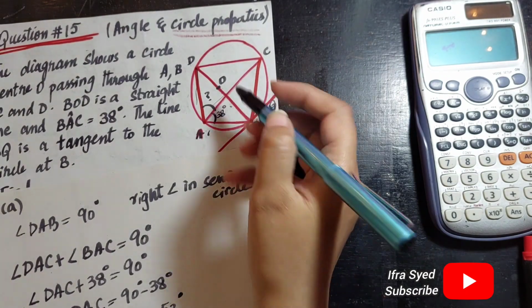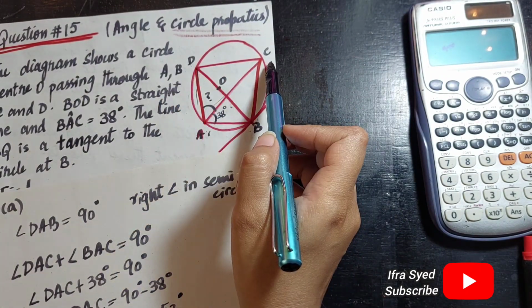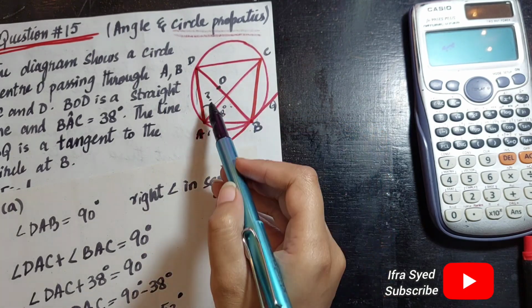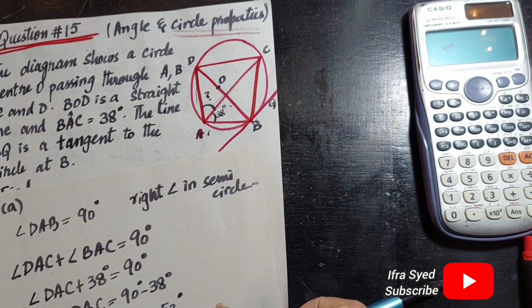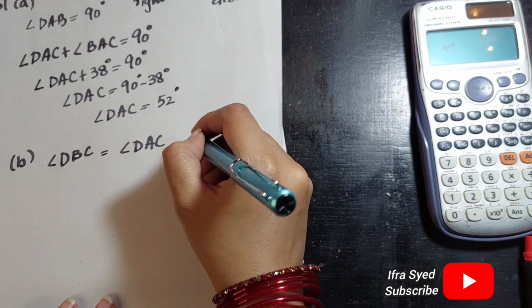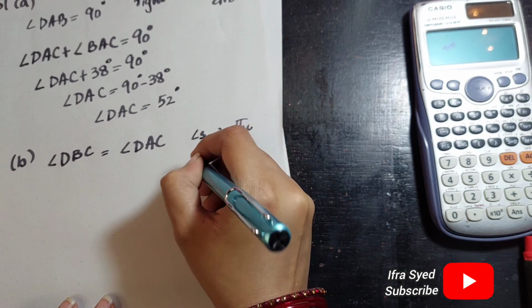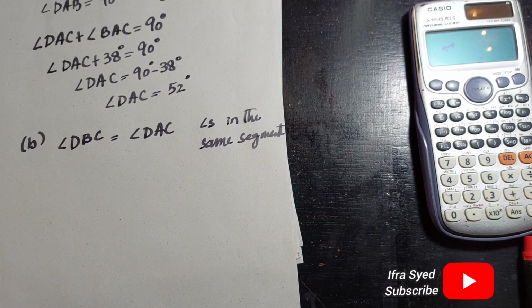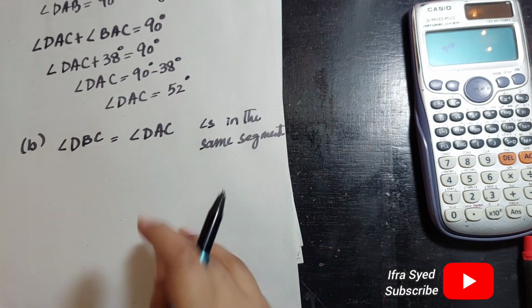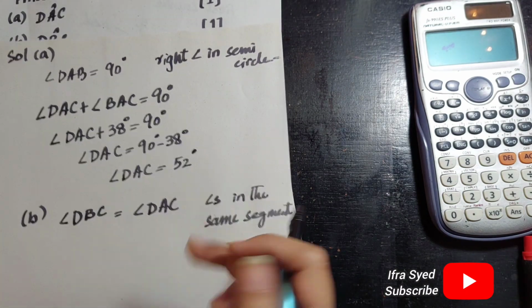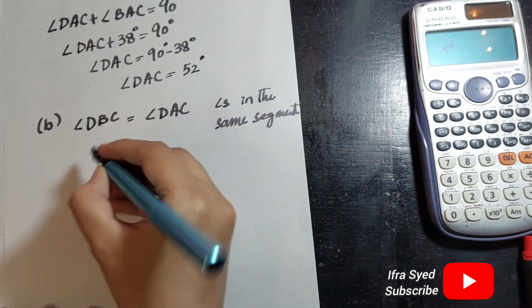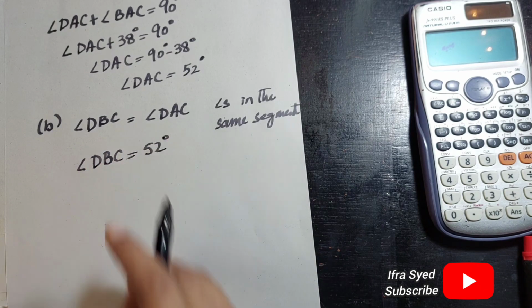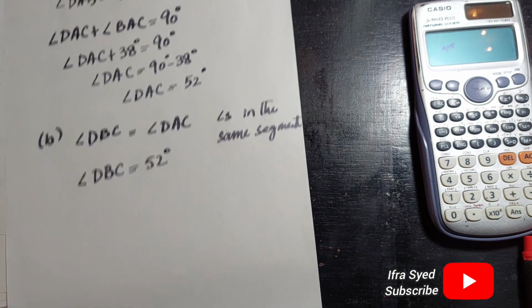Let me explain again. This is the line segment, and these two angles originate from the end points of this line segment, so these two angles are equal. So in reason I'm writing here angles in the same segment. So angle DBC is equal to angle DAC, and angle DAC is equal to 52 degrees. So angle DBC is equal to 52 degrees. Now let's move to the next part.